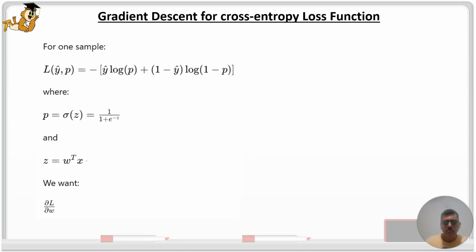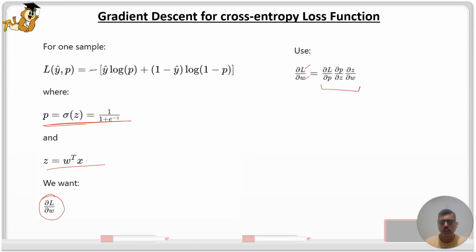Now I am maximizing the log likelihood, which is the same as minimizing its negative, right? And that is what I am trying to do. So here P is this and Z is W transpose X, right? And we want to determine the partial derivative of L with respect to W. We are going to use the chain rule. So the partial derivative of L with respect to W is delta L over delta P multiplied by delta P over delta Z multiplied by delta Z over delta W, right? This is your simple chain rule.